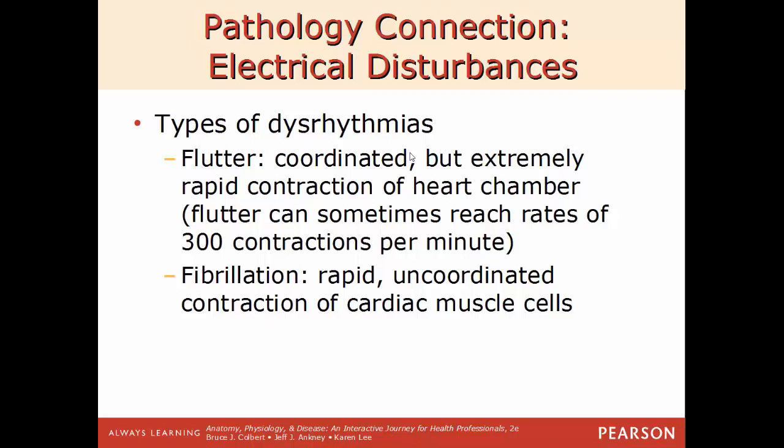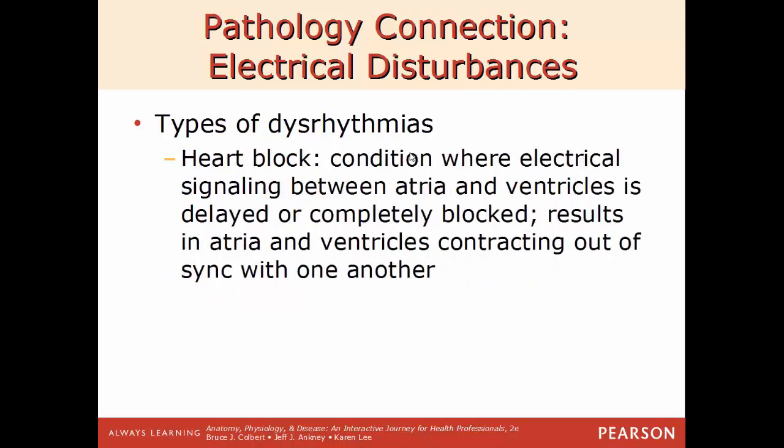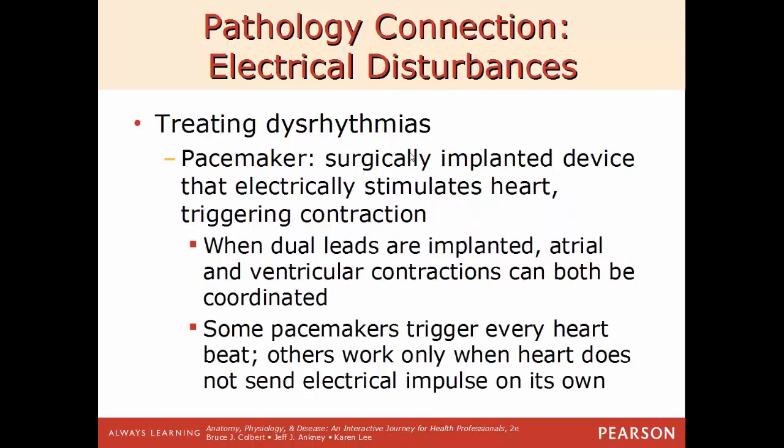Fibrillation, a rapid uncoordinated contraction of cardiac muscle cells. Heart block is a condition where electrical signaling between the atria and ventricles is delayed or sometimes completely blocked off. So the result is the atria and the ventricles are contracting out of sync with one another. And the way you would treat dysrhythmias, the first one, the implant of a pacemaker, is a surgical device where it will electrically stimulate the heart, triggering the contraction. And this pacemaker has two leads, a dual lead that's implanted.